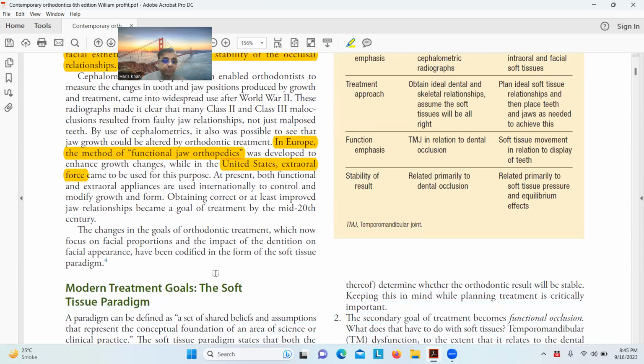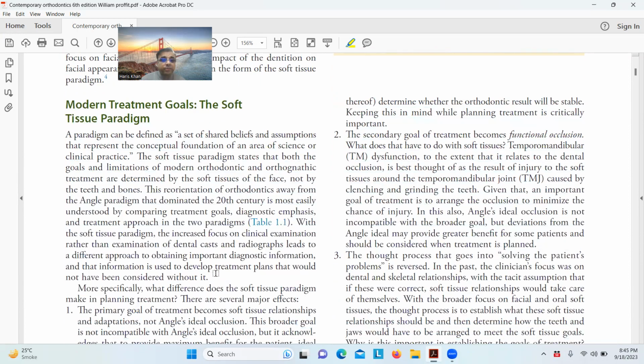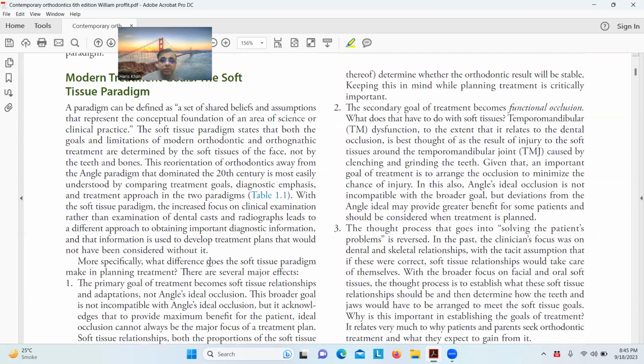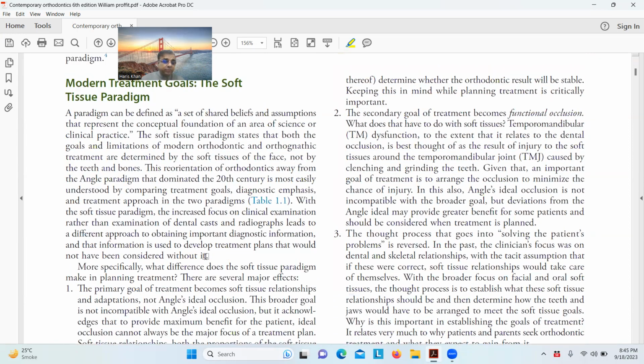So nothing important here. The soft tissue paradigm. They have explained it here. A paradigm can be defined as a set of shared beliefs and assumptions that represent the conceptual foundation of an area of science and clinical practice. So I will highlight what a paradigm is, right? Because some Asian examiners go for these memory checks. They might give a question like this: what is a paradigm, and explain the difference between soft and hard tissue paradigm.